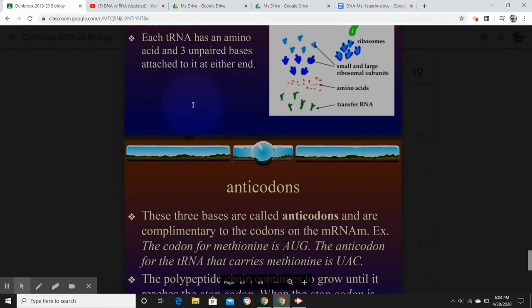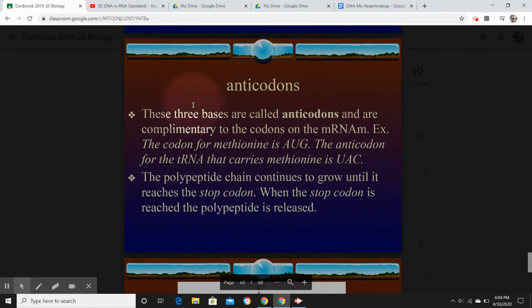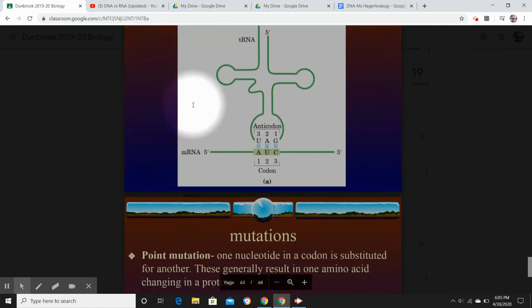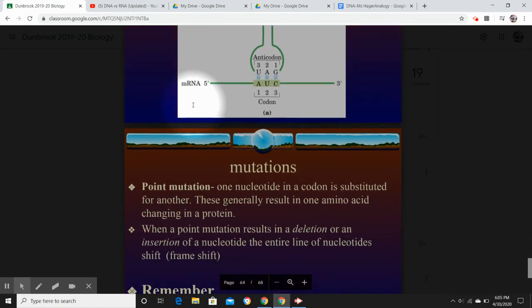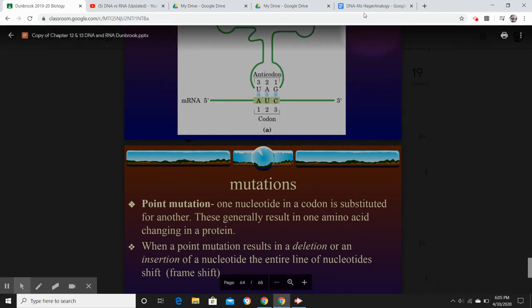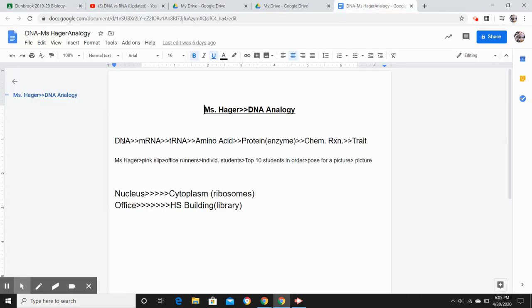Next time we're going to tackle what happens when there's mistakes made in this process, and those mistakes, of course, are known as mutations. If we have a mutation in the DNA, that will ripple through the entire chain. I'll show you again up here. If we have a mistake in the DNA, it's going to ripple through this entire chain and build us a different trait. And we're going to talk about that next time.